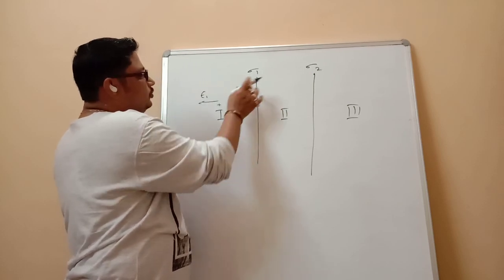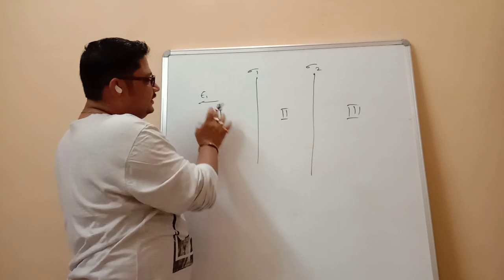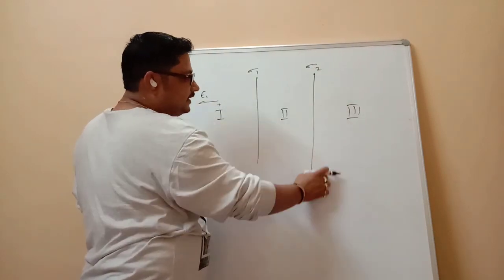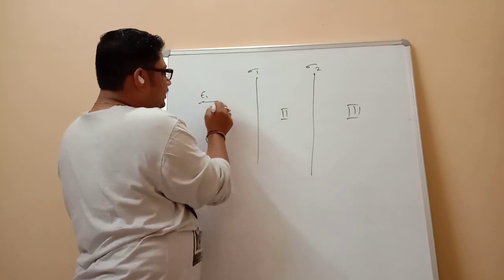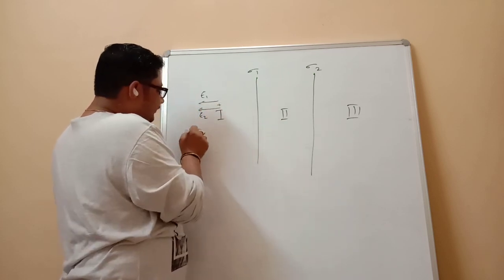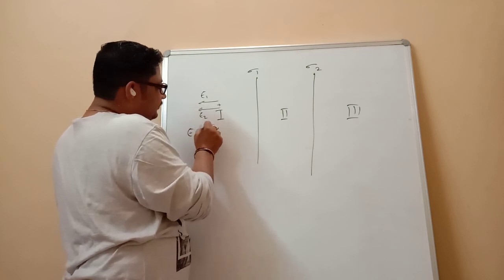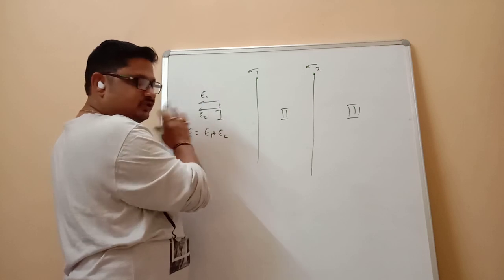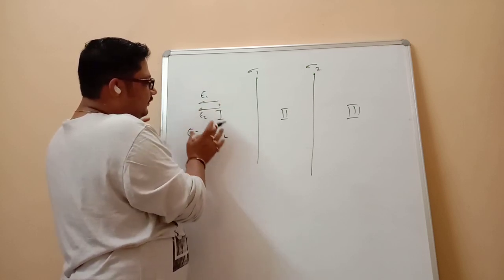So E1 due to sigma 1 surface charge density will be in the left direction. If we talk about sigma 2, which is again a positive charge, it will also repel the positive charge in this direction, E2. Now the net electric field E is equal to E1 plus E2.